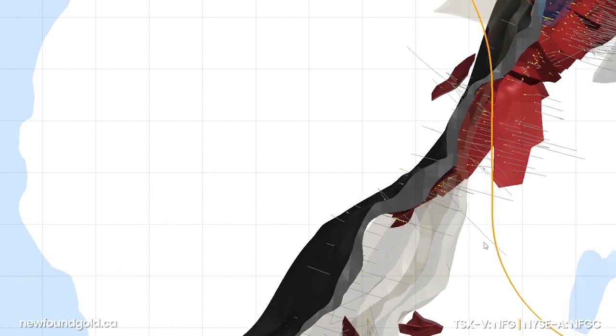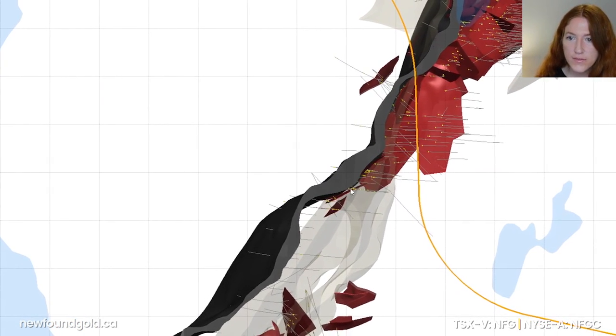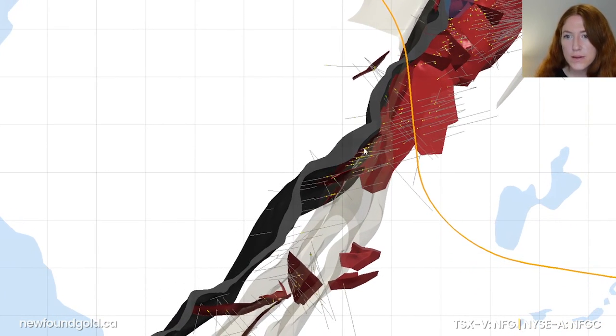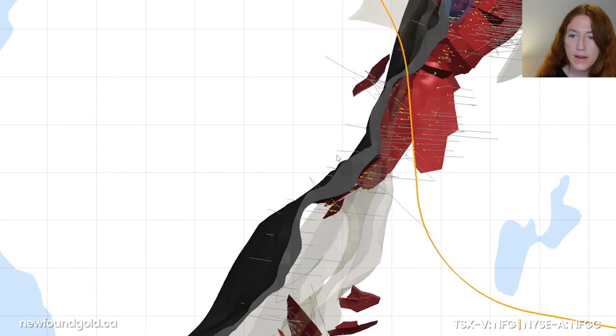So here's the Trans-Canada, and the TCH zone is a zone that's sitting right in here in the footwall to the Appleton. So when we refer to the footwall, that means we're sitting right on the east side of it, and the west side is what we refer to as the hanging wall.